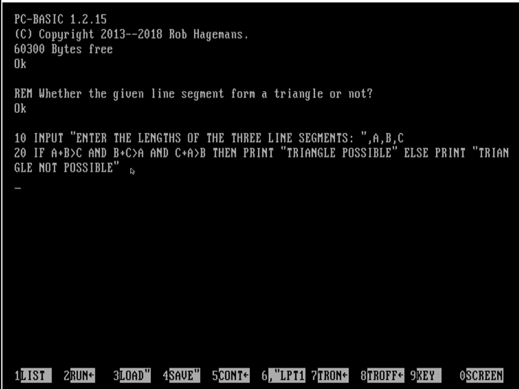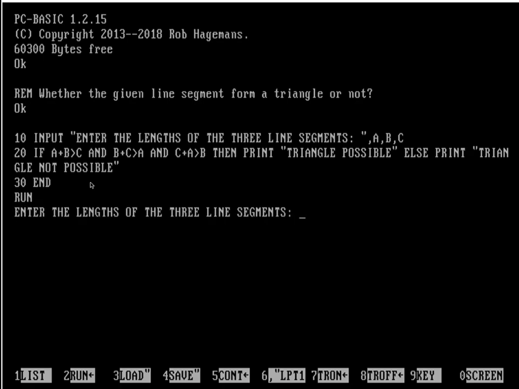Now in line number 30 we are going to end the program. See, if the statement holds then the system will print triangle possible, and if it does not hold then it will print triangle not possible. So let's run our program.